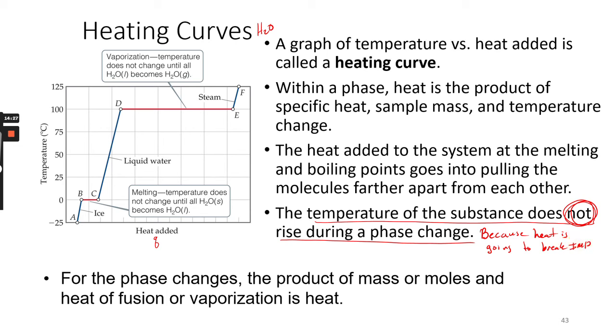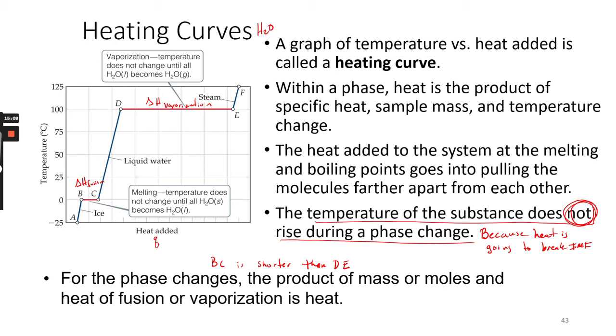So it's not changing the kinetic energy, so the temperature is not changing. It's just going and breaking your intermolecular forces. Let me fix that F. It's bothering me. Okay, notice the length of BC compared to DE. BC is shorter than DE. So here, BC is your delta H fusion, and DE is your delta H vaporization.